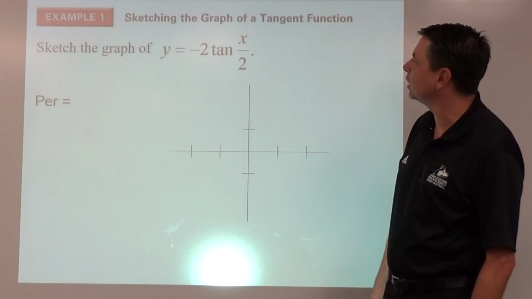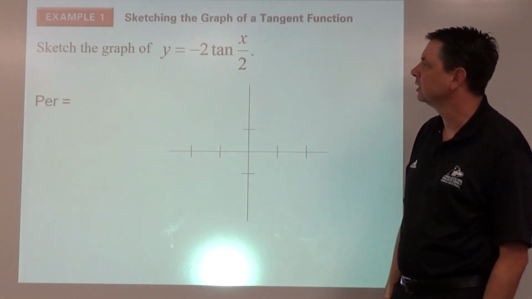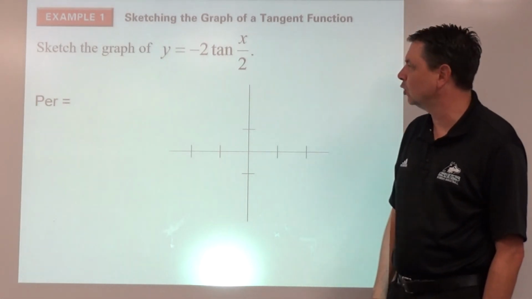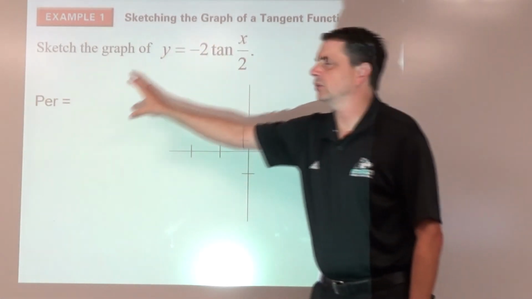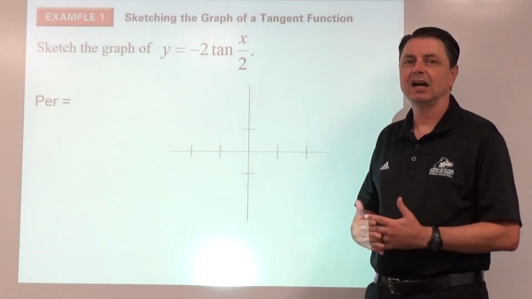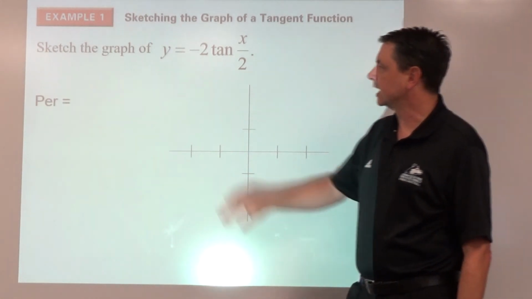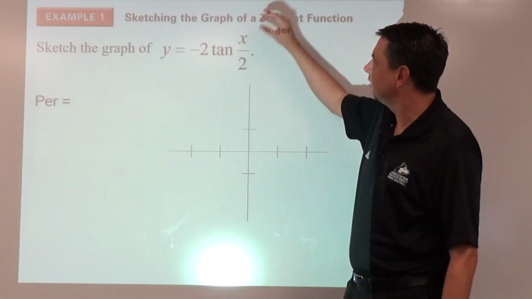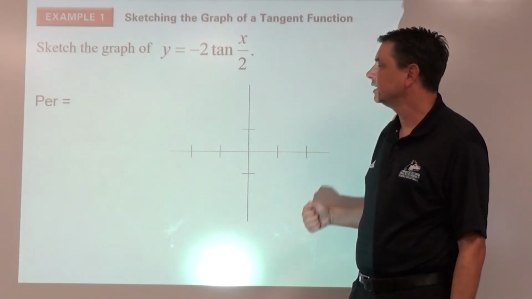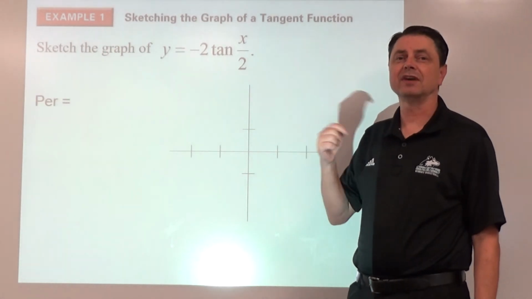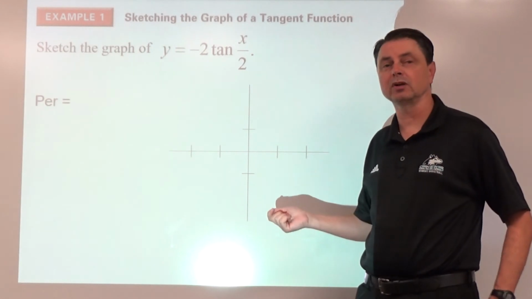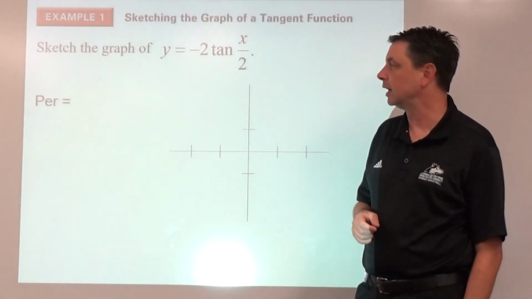All right, example number 1, sketch the graph of the tangent function y equals negative 2 times the tangent of x over 2. First thing we need to go after, and the most important on all of these graphs, is to be able to correctly identify the period. So we're talking about pi divided by b. X divided by 2 is the same thing as 1/2 times x. So b is 1/2. Pi divided by 1/2. Probably want to think of doing pi times the reciprocal of 1/2, which is why we would get 2 pi.